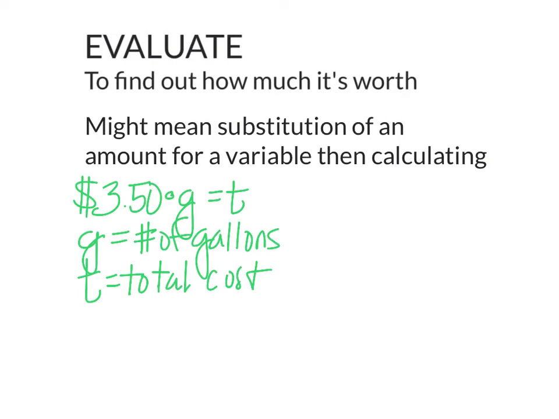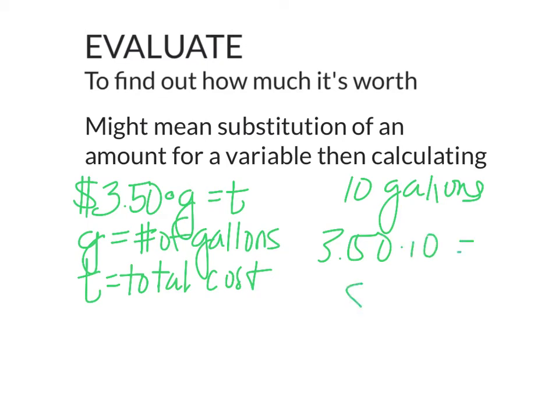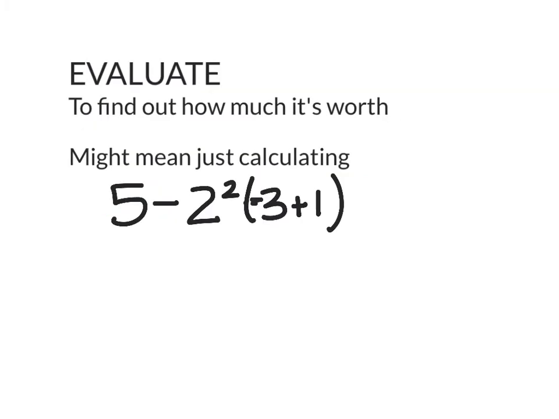Evaluate always means how much is it worth, but sometimes you might be substituting what you know about the number for the variable and then doing some calculations. So let's say I was buying 10 gallons of gas. Gas is $3.50 a gallon. Substituting in for the G times 10, it would be $35. Evaluating, finding the value, in this case by substituting.